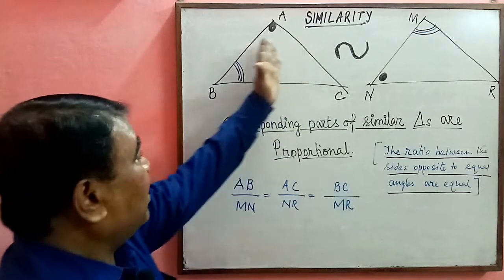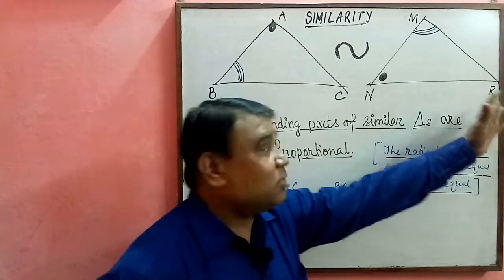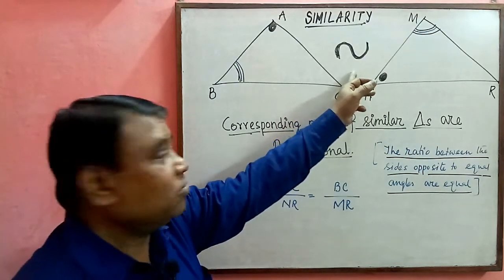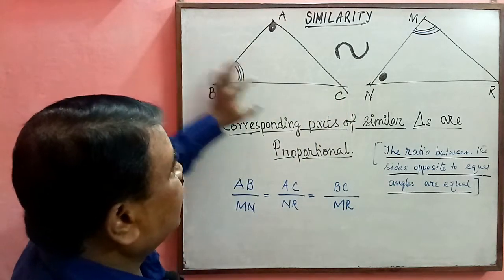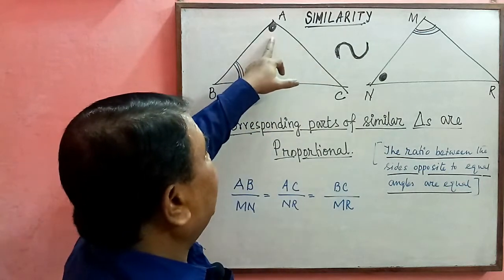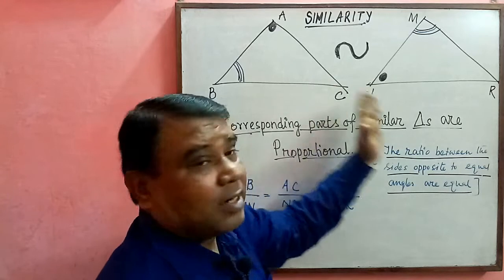Here, ABC and MNR, these two are similar. This is the notation of similarity. That's what I told you. If angle B is equal to angle M and angle A is equal to angle N, then these two triangles are similar.